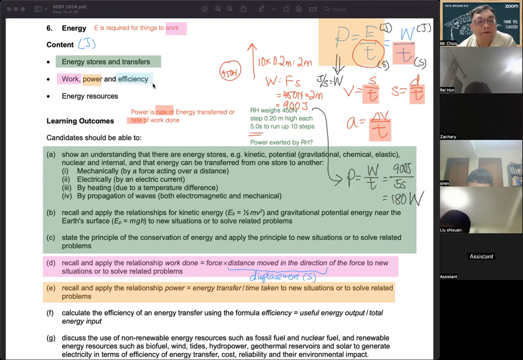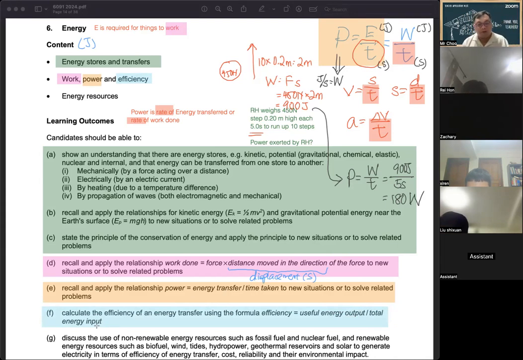I'm going to talk about efficiency now. For a perfect machine, the energy output will be equal to the energy input. I repeat myself again. For a 100% perfect machine, the energy output will be equal to the energy input.